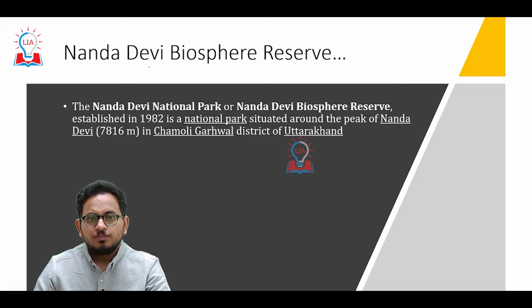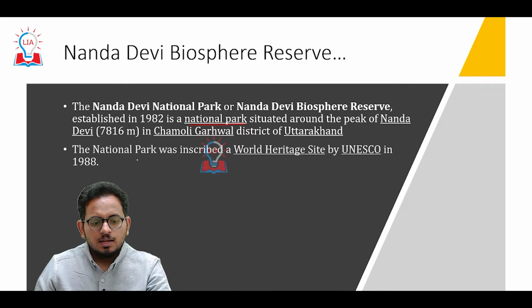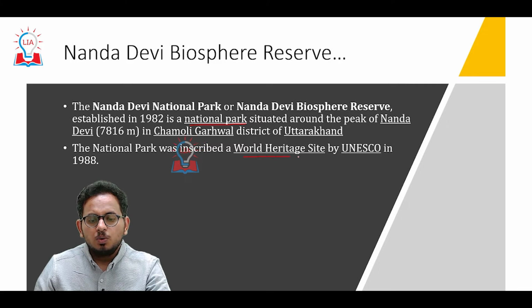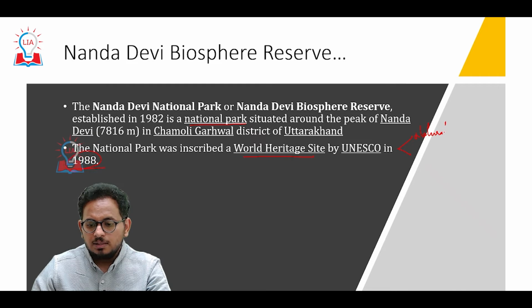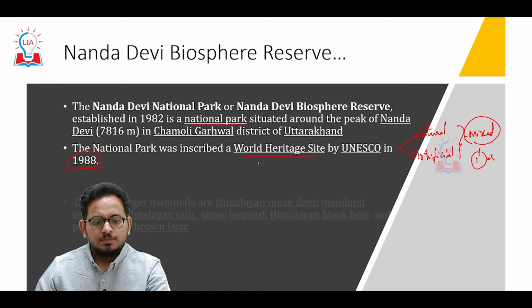We have seen Nanda Devi Biosphere Reserve in the state of Uttarakhand. Okay, it is in the state of Uttarakhand and it is also a national park. The national park was inscribed as a World Heritage Site by UNESCO in the year 1988. See, when we're talking about World Heritage Sites, there are two types: one is natural and the other one is cultural. And in coming slides, I will also tell you which is a mixed site. We have something called a mixed site and we have only one mixed site in India. And which is that particular mixed site? I will tell you in a couple of minutes.